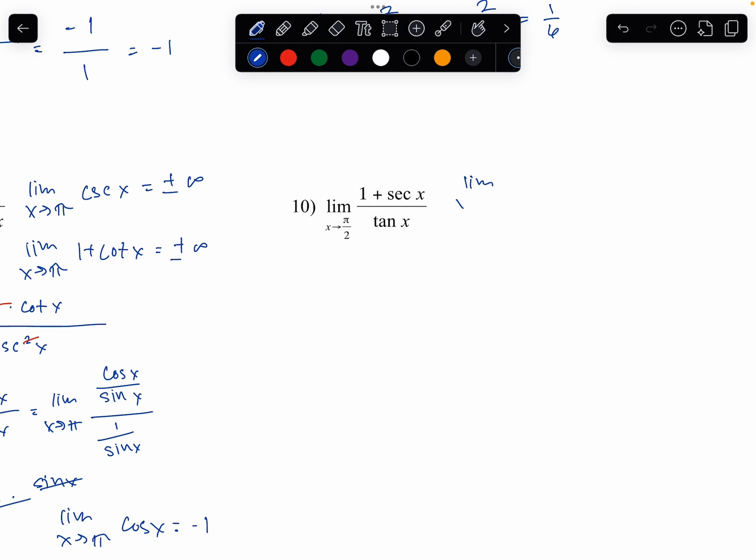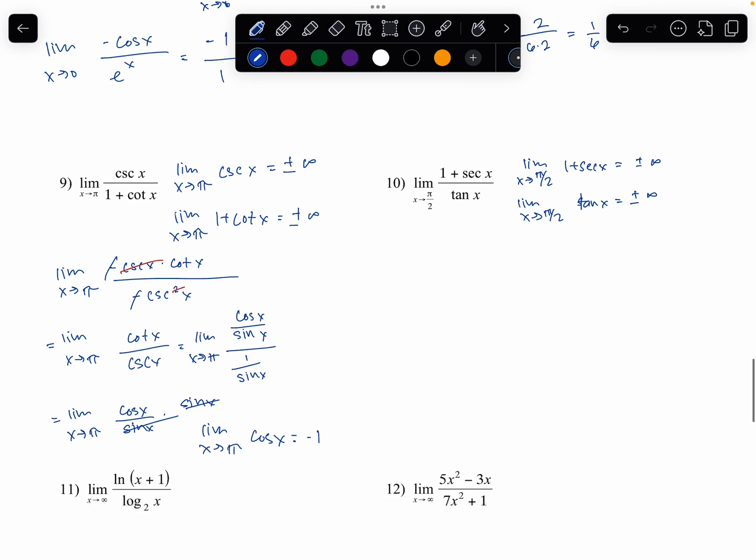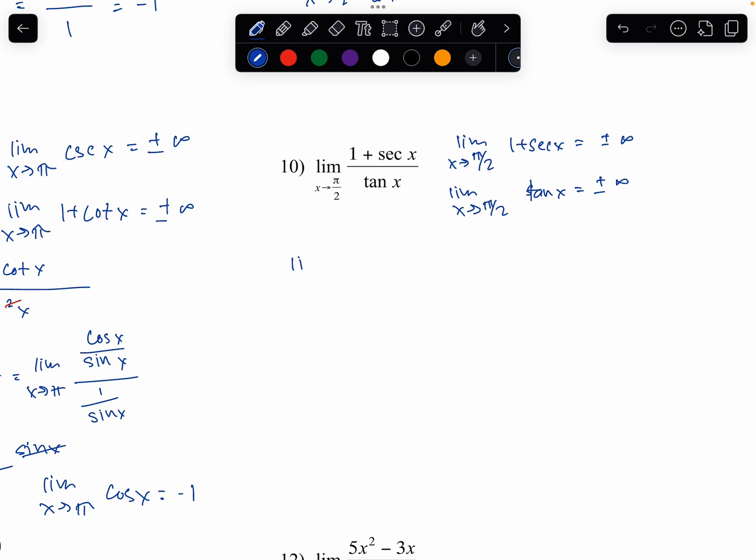So the limit as x approaches pi over 2 of 1 plus secant of x is either going to be positive or negative infinity, and the limit as x approaches pi over 2 of tangent of x, I think we know what it's going to be. It's going to be positive or negative infinity. So an indeterminate form, which means we can use L'Hopital's rule. And so the derivative of secant is secant of x times tangent of x, over the derivative of tangent, which is secant squared of x.